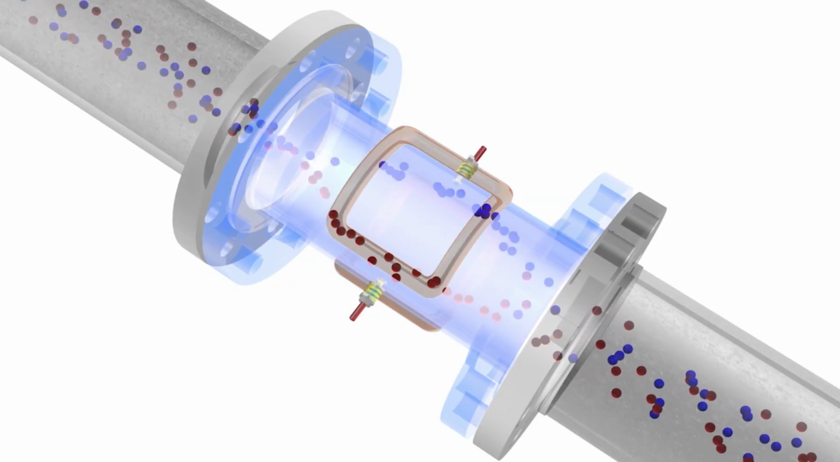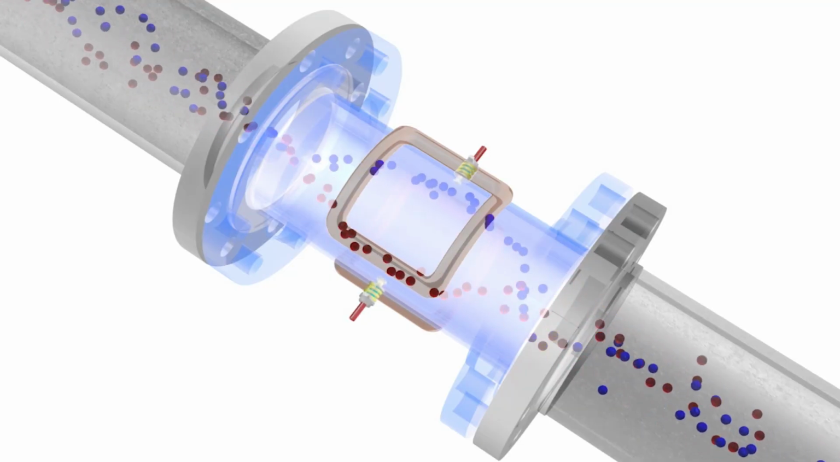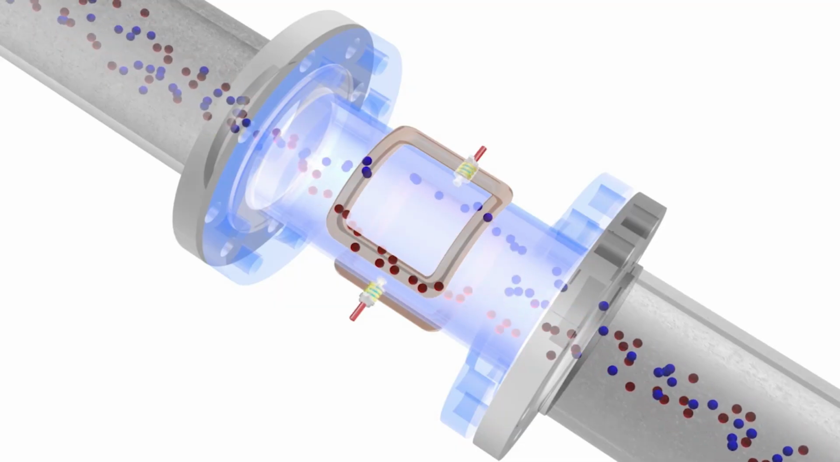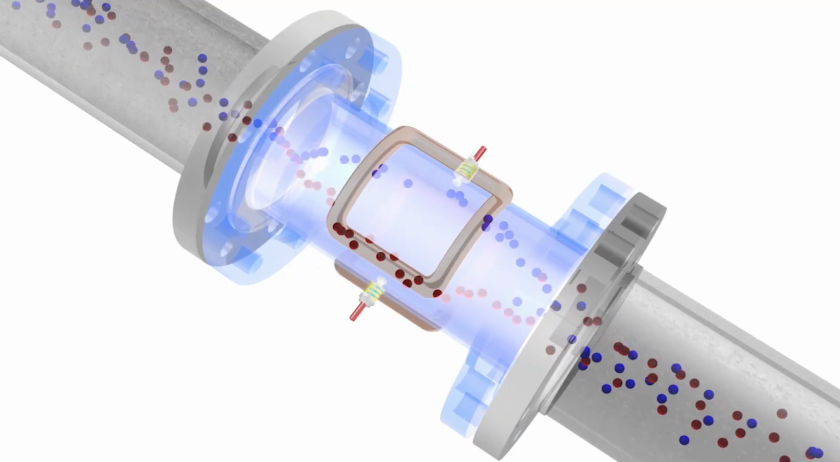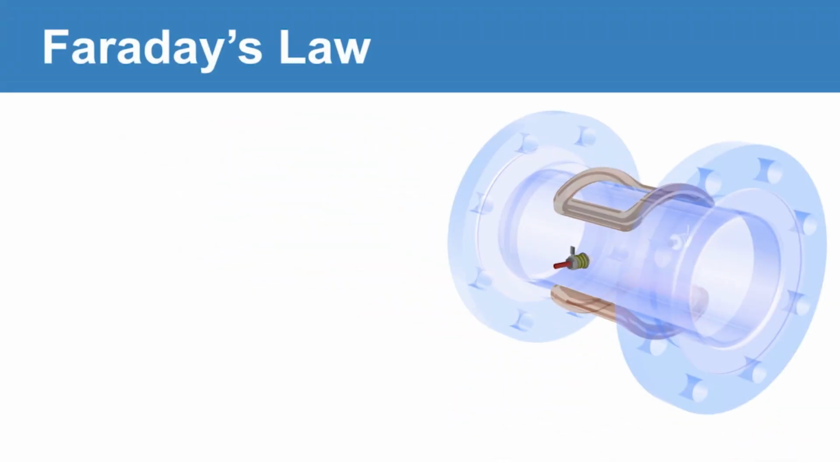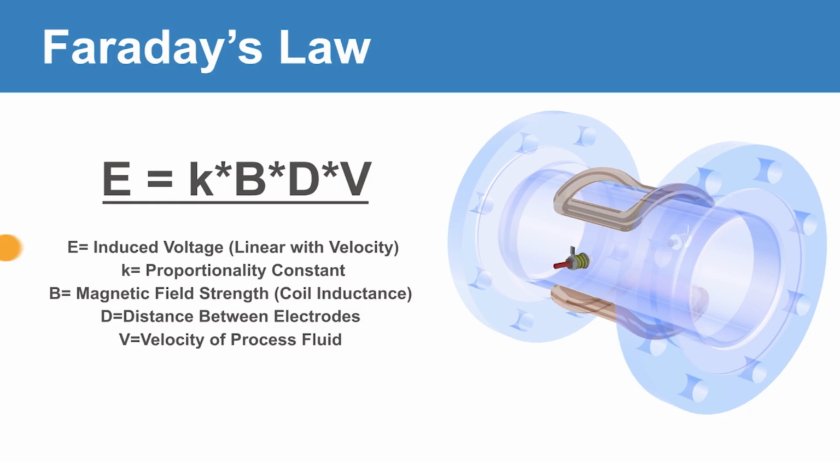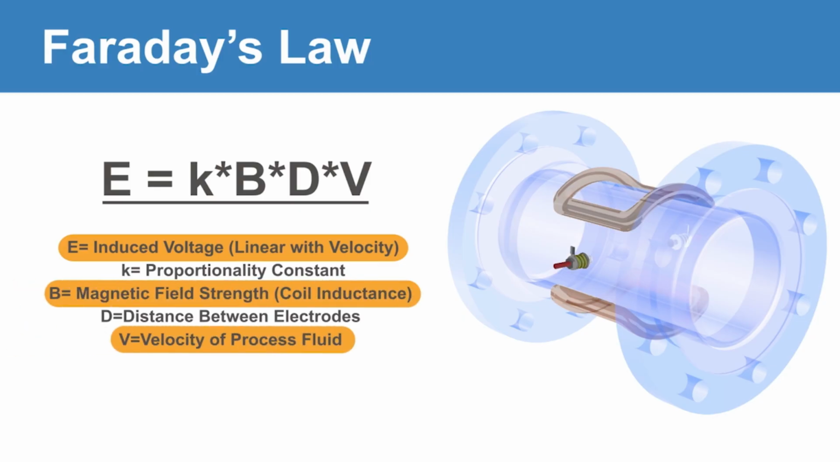This separation causes an induced voltage to be formed between the electrodes and the sensor. The conductivity or charge of the fluid in the pipe must be at a certain level for the transmitter to measure the induced voltage at the electrodes. This flow principle is known as Faraday's law, mathematically defined by the equation E = kBDV, where the induced voltage E is directly proportional to the velocity V of the fluid moving through the magnetic field B.